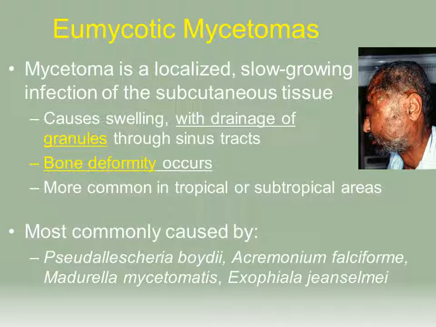Four organisms that we're going to look at briefly that cause eumycotic mycetomas include Pseudallescheria boydii, Acremonium falciforme, Madurella mycetomatis, Exophiala jeanselmei. Now keep in mind that these same organisms can manifest typically in a mycetoma or in a chromoblastomycosis. So you have to differentiate names of organisms from the clinical manifestation that a given organism is causing.